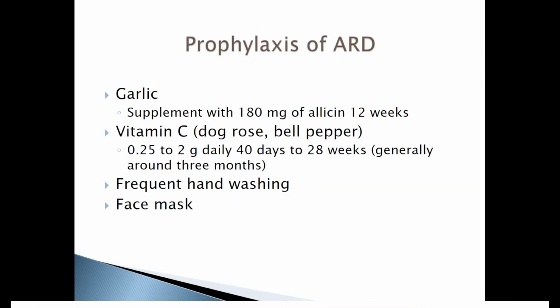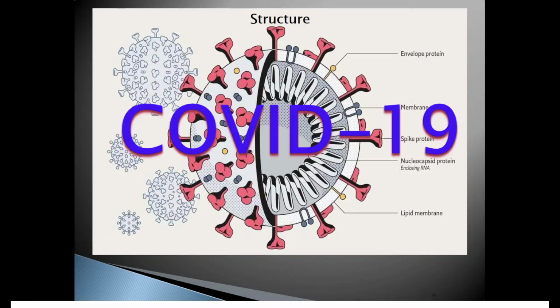Prophylaxis of IRDs may include vitamin C, garlic, and of course, frequent hand washing, face mask. About garlic and vitamin C there are questions, but it is obligatory to wash your hands and to wear a face mask, especially in a situation of coronavirus infection. And now we'll speak specially about coronavirus infection. I'll try to give you the newest guidelines from Russia, and also some newest guidelines from the United States.